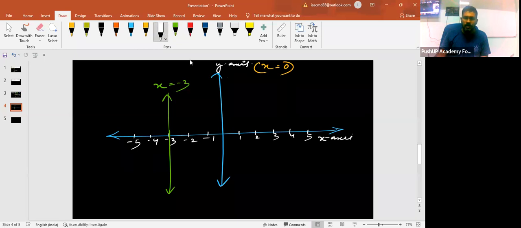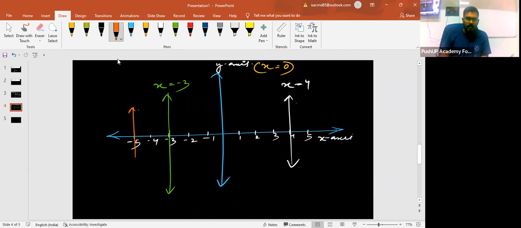Yeah. G1, what would be the equation of this line? X is equal to 4. Good. Harni, what would be the equation of this line? X is equal to -5. Very good. Online, everyone is answering. X is equal to -5. Any doubt? No doubt? All right.